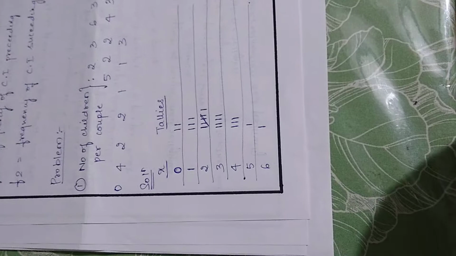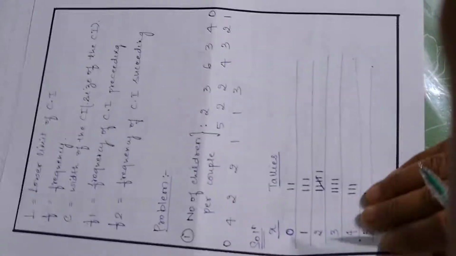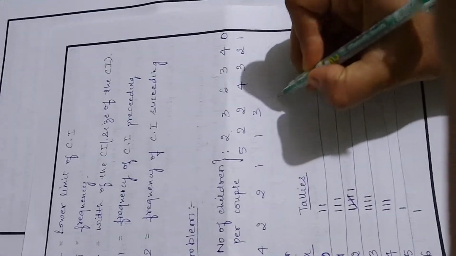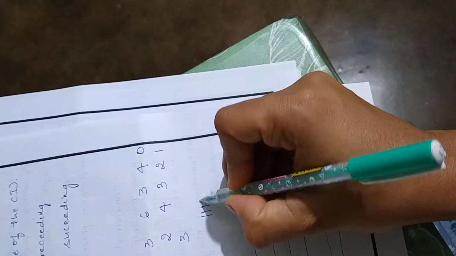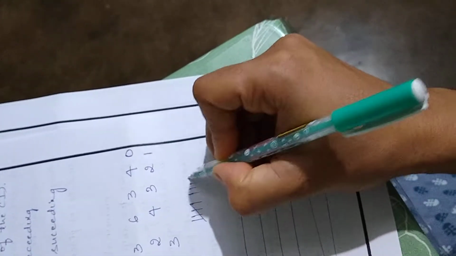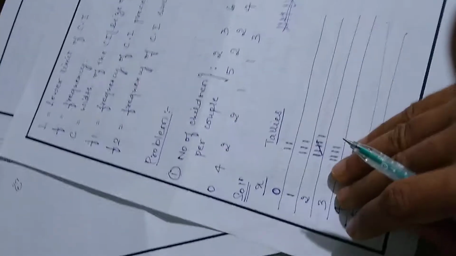I will just give you another example. If the data is 10, what happens? It is 1, 2, 3, 4, 5. Again 1, 2, 3, 4, 5. So the total is 10. This is how you will put it. Okay. So we'll come back.